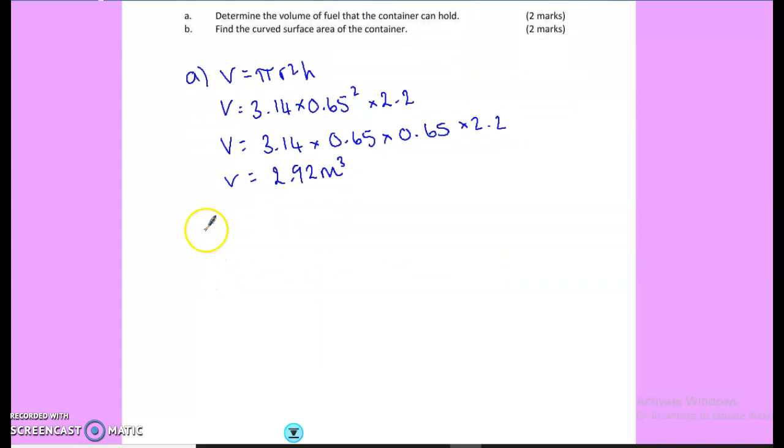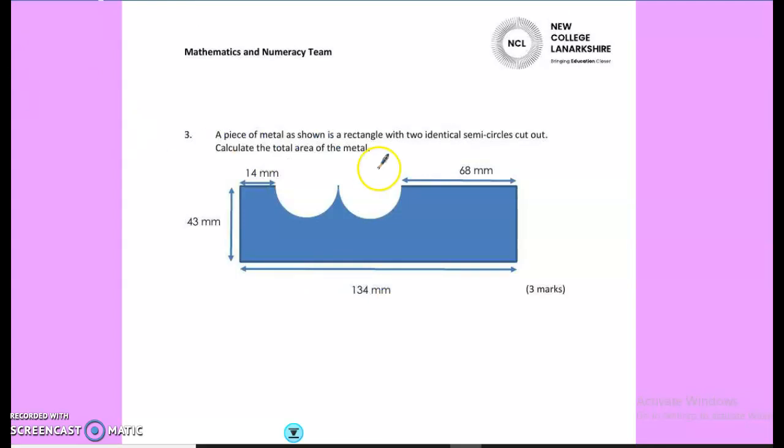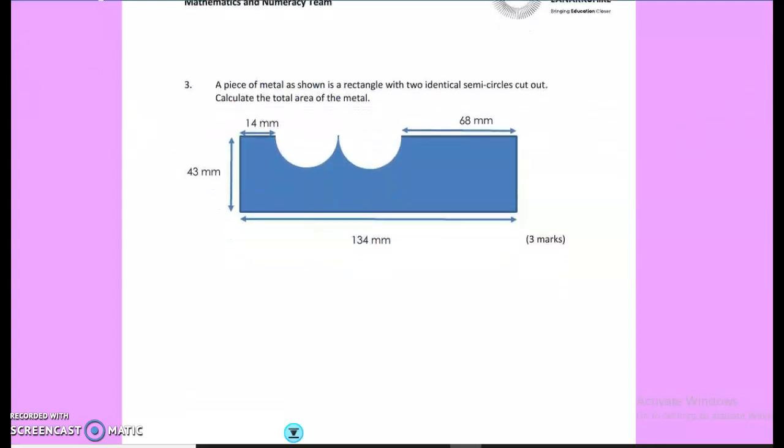Okay. Part B. Curved surface area of the cylinder. The curved surface area is pi times the diameter times the height. Pi is 3.14, the diameter is 1.3, and the height is 2.2. 3.14 times 1.3 times 2.2 is 8.98 centimetres squared.